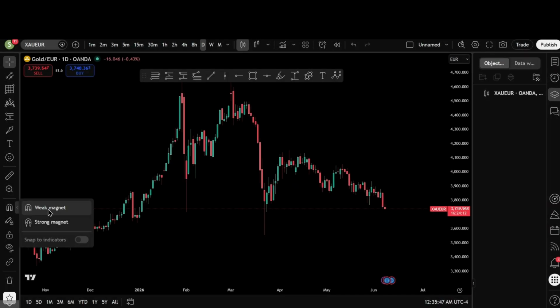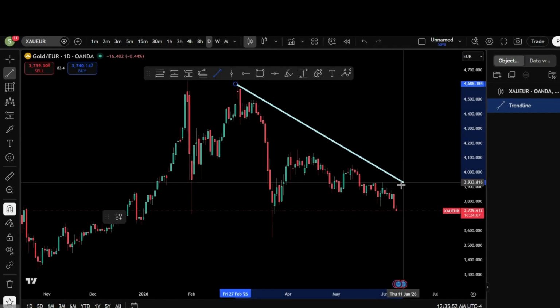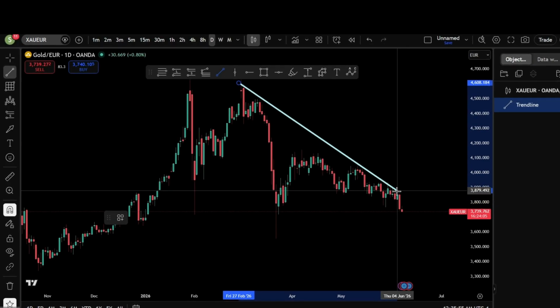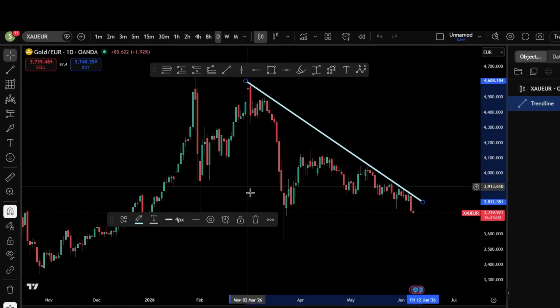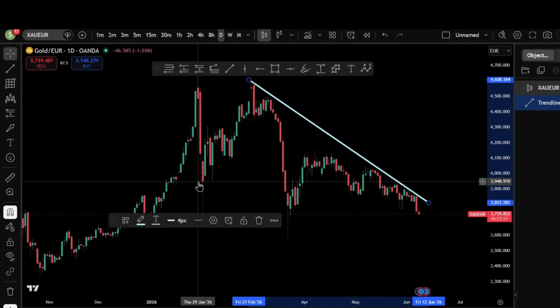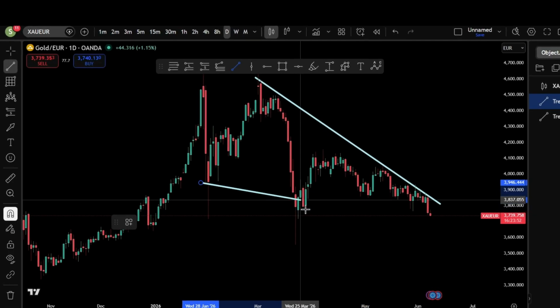Magnets is the magnetic feature on TradingView. When turned on, your lines snap to the candle's open, high, low, or close, making your drawing more accurate. When turned off, you can draw freely, but the lines won't match the candle levels exactly.